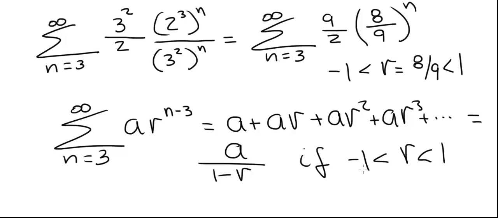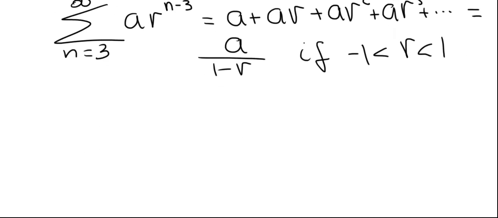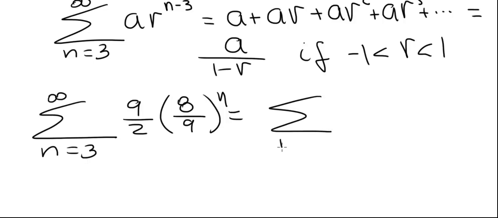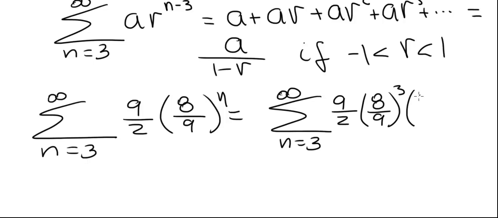So to use this formula, the series has to be in this form. The series we have is not quite in that form. So here's what we can do. Here is our series. It's the summation from 3 to infinity of 9 halves and then 8 over 9 to the n. We're going to factor out. So we start at 3 to infinity. Here's 9 halves. We'll factor out 8 over 9 to the third power, and that will leave 8 over 9 to the n minus 3 power, which is what we need.